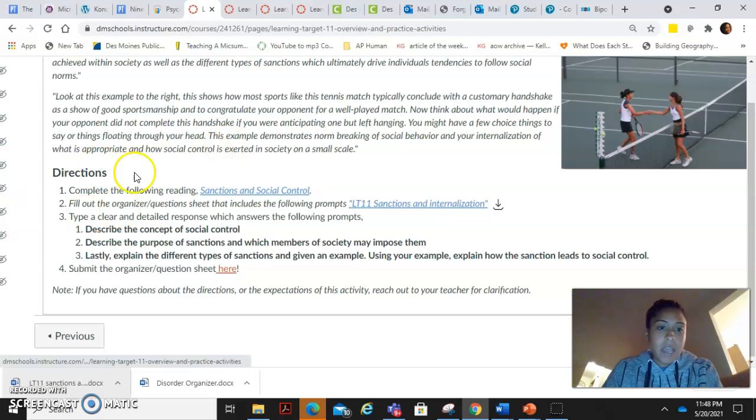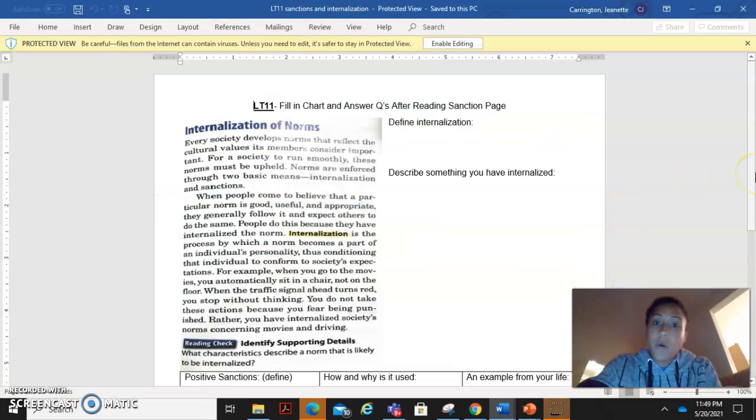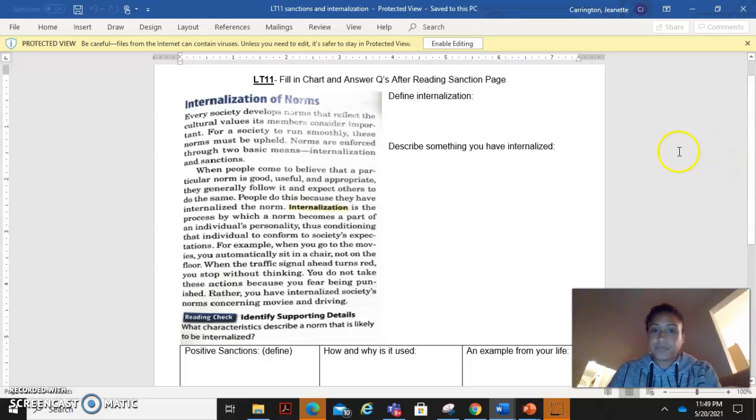Okay. Anyway, come down here to the sanctions and control. That's what I'm going to read out loud to you. You guys are going to need to download this LT11 sanctions and internalization tool. Once you download it, click this little box. Okay? It'll pop up down here. Once you open that, it looks like this. It is so cool. All you're going to do is read this little teeny tiny passage, and then you're going to define internalization and describe something you have internalized.